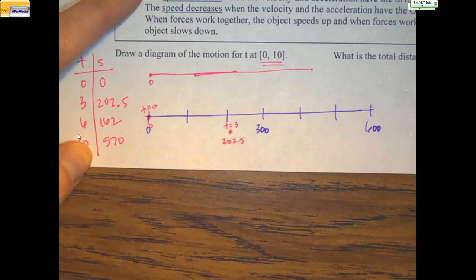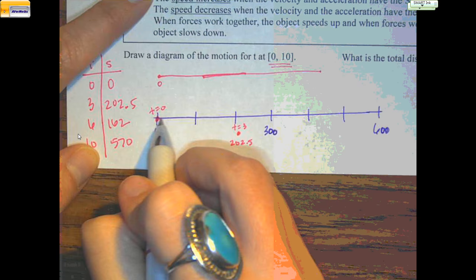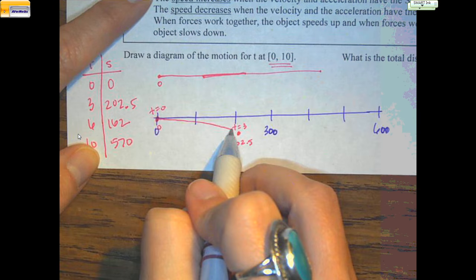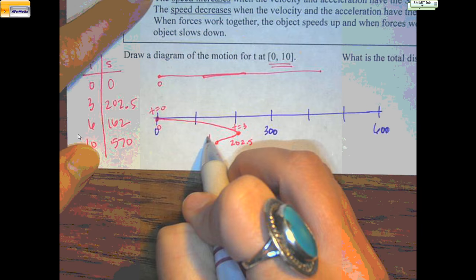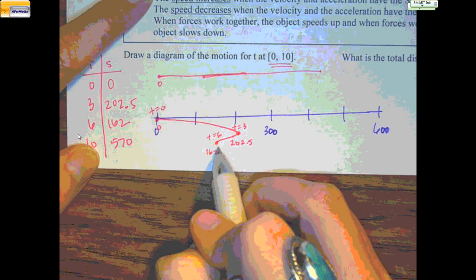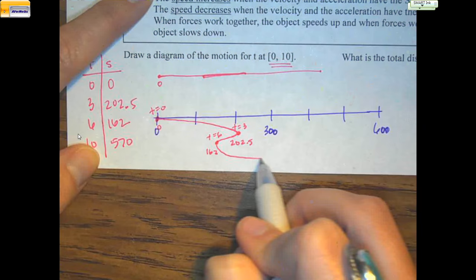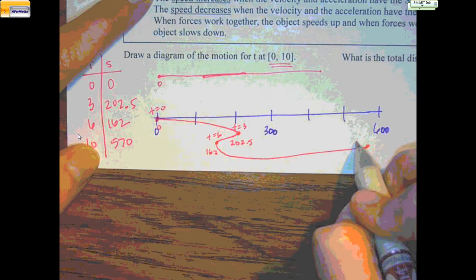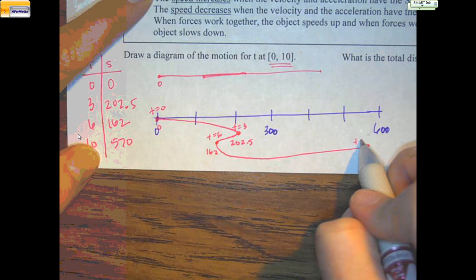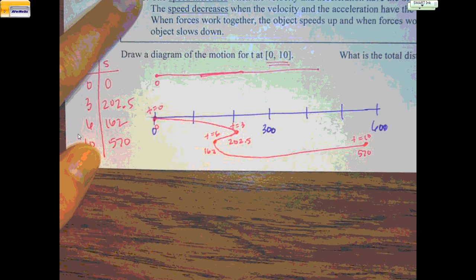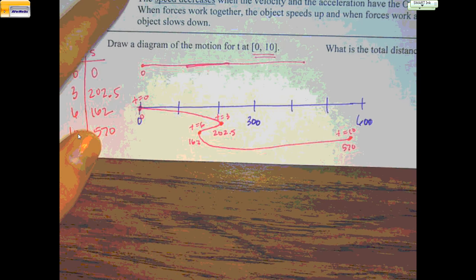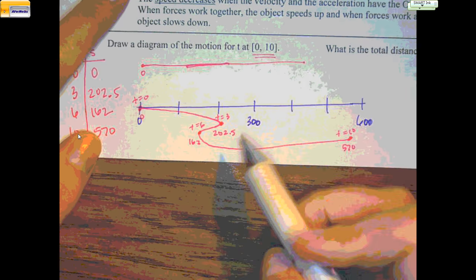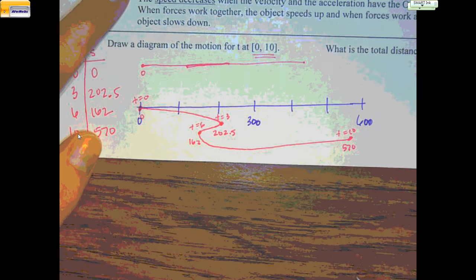Okay, so I'm going to connect those two, and then it looks like it goes back to 162, which is like back this way. So that's 162, and that's at t equals 6. And then it goes all the way up to 570. So at t equals 10, we're at 570. And that's weird, but that's the diagram. So I've got the time as well as its position.